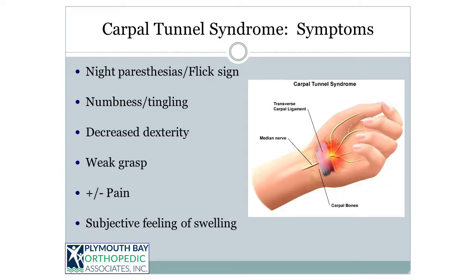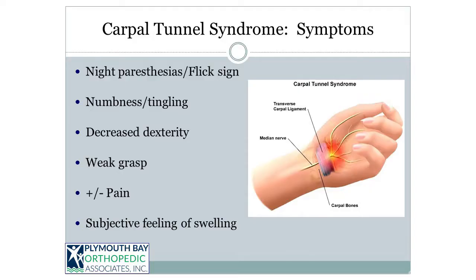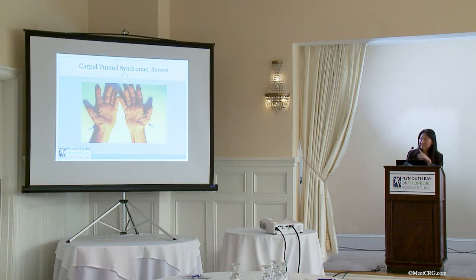As it progresses, you can develop difficulty with fine motor skills and weakness in your grasp. Pain is not necessarily carpal tunnel. So if you have just pain in your hand or wrist, that's not going to be the carpal tunnel. But if you do have pain associated with the burn, if it's burning pain associated with numbness and tingling, that can be carpal tunnel. And a lot of patients complain that it feels like their hand's swollen even though it's not.